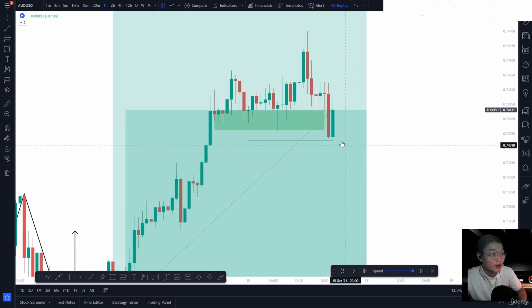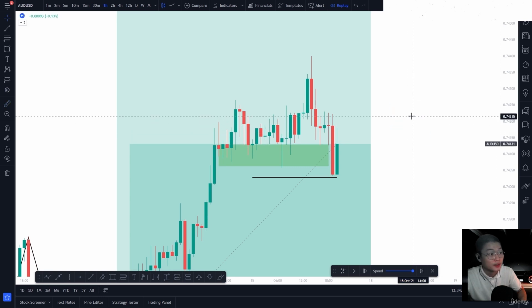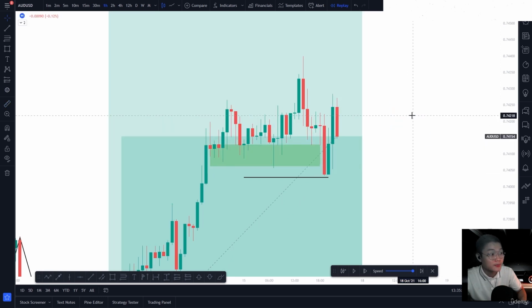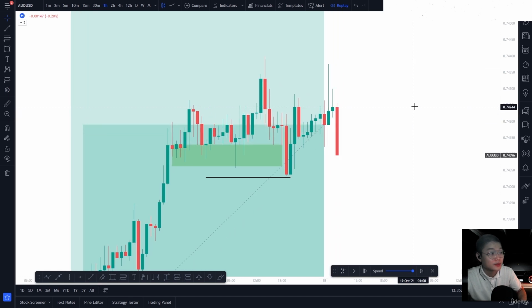You can see that price still has not hit my stop loss and has a small distance, and therefore I am still in this trade. And price goes up again and goes up very strongly.